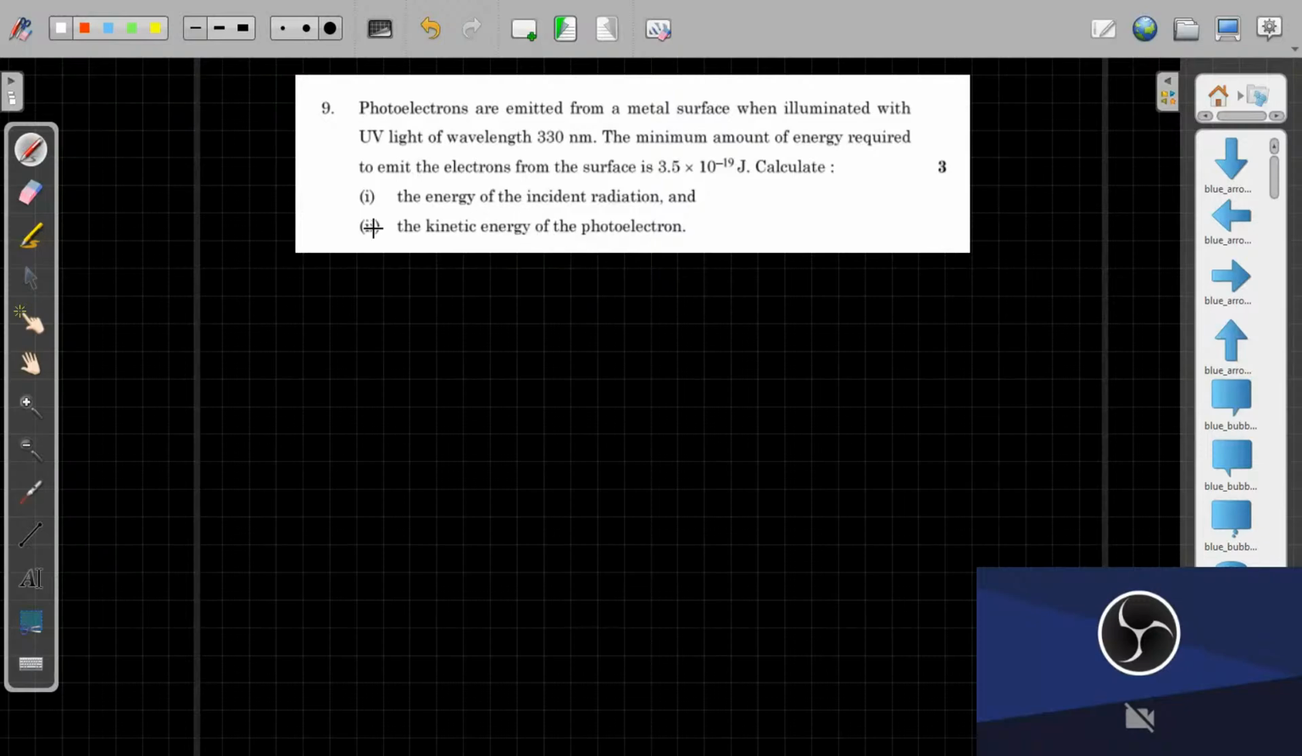What is given? Given is lambda. Incident lambda is 330 nanometer, that is 330 into 10 to the power minus 9 meter. The minimum amount of energy required to emit the electrons from the surface is also provided. The work function is given to you. This is the work function, 3.5 into 10 to the power minus 19 joules.